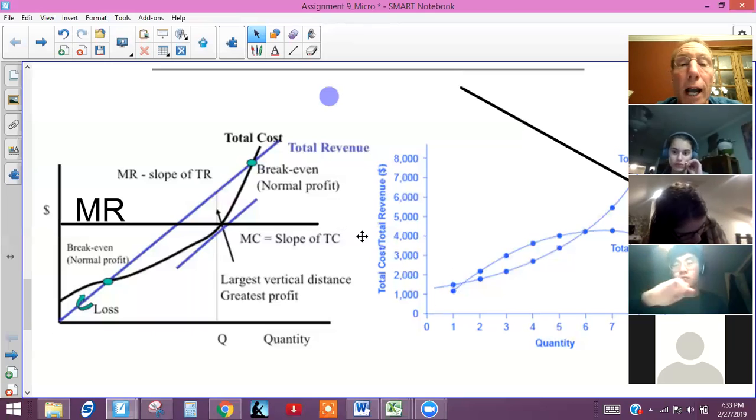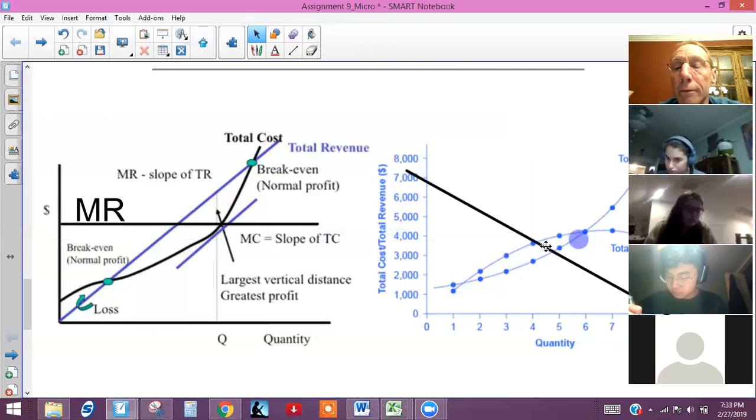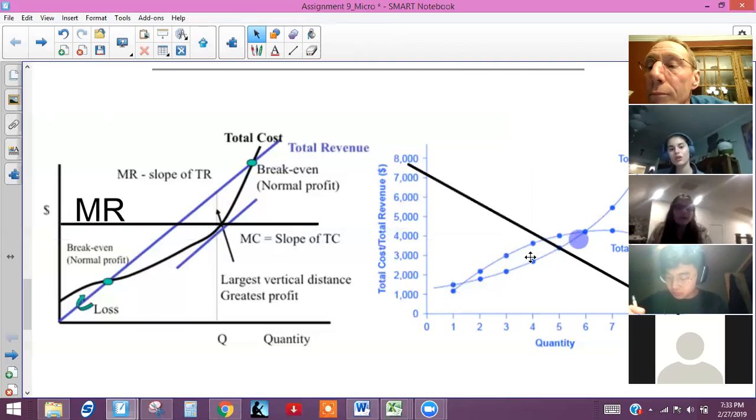The only way you can tell is by looking at the total cost. And it's going to be constantly going up for a perfect competitor because the marginal revenue is constant, right? The change is constant. And here the change is getting smaller and smaller. So this would be a marginal revenue curve that looks like that. Does that make sense?